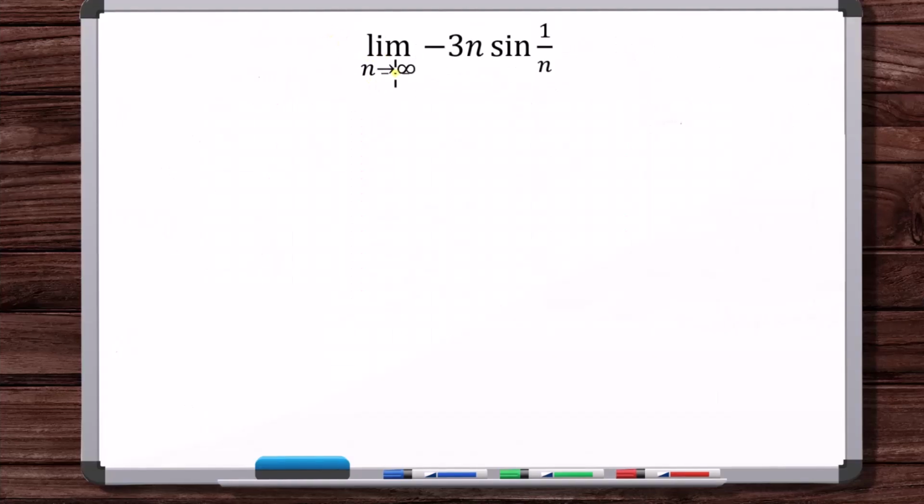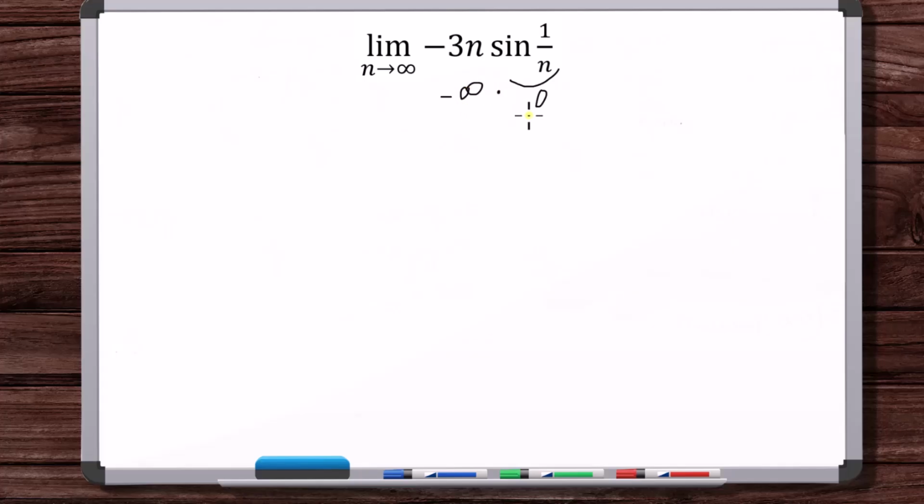The limit as n approaches infinity of minus 3n sine of 1 over n. Okay, so plugging in infinity, 1 over n is going to 0. So the argument within the sine function is approaching 0. Since sine of 0 is 0, then sine of 1 over n is approaching 0. Now, minus 3 times infinity is minus infinity. So this entire limit is approaching minus infinity times 0.